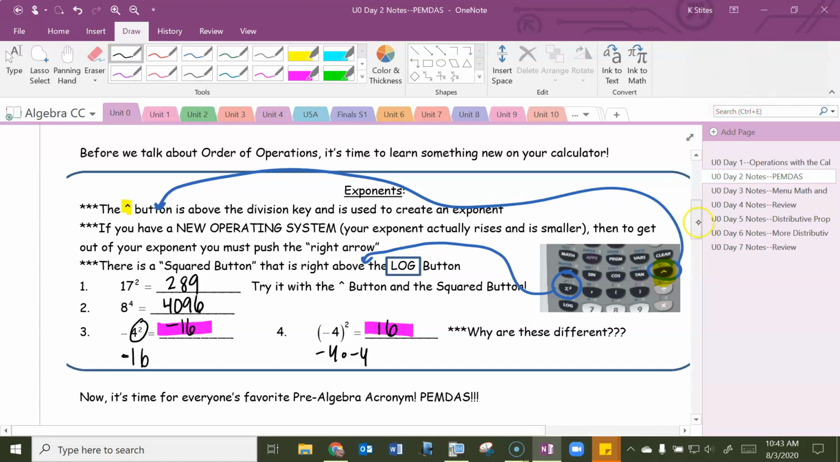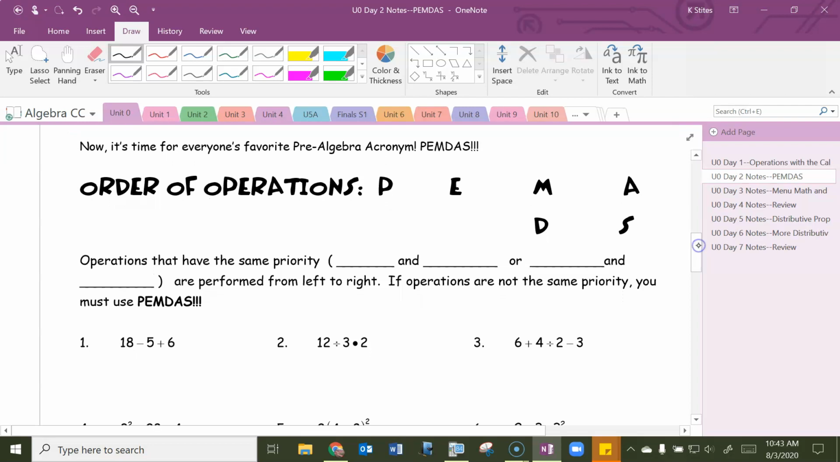Now, let's talk about some PEMDAS. Order of operations is something you should be familiar with, or at least it should sound familiar. P, we should know, stands for parentheses. The E stands for exponents. The M for multiplication, and the D for division. A for addition, and S for subtraction.